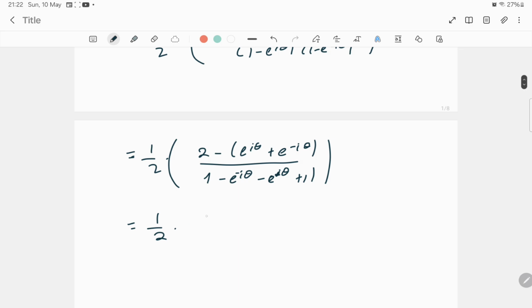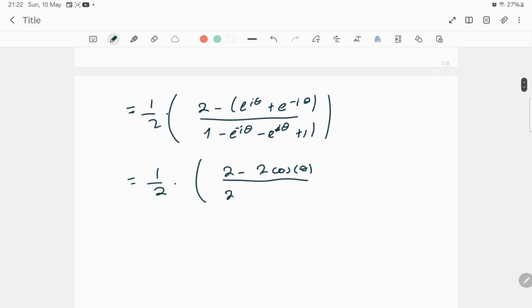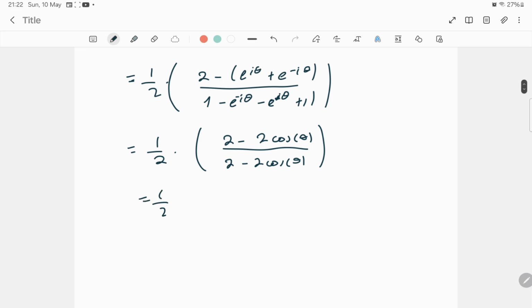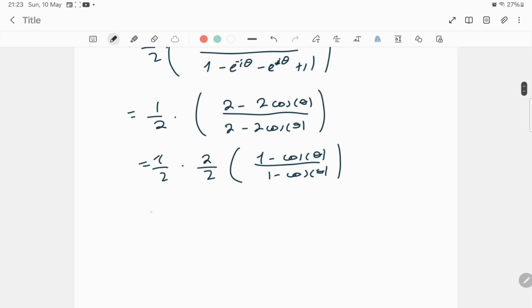So that's going to be a half times the numerator, which is 2 minus 2 cos theta, and the denominator is the same, 2 minus 2 cos theta. I can take 2 to be the common factor here, and inside I have 1 minus cos theta over 1 minus cos theta. Okay, so I have a half times 1 minus cos theta over 1 minus cos theta.